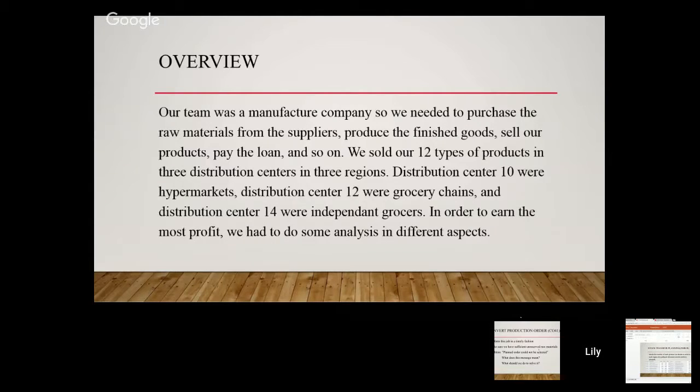Our team was a manufacturer company, so we needed to purchase the raw materials from the suppliers, produce the finished goods, sell our products, pay the loan, and so on. We sold our 12 types of products in 3 distribution centers in 3 regions. Distribution center 10 were hypermarkets. Distribution center 12 were grocery chains, and distribution center 14 were independent grocers. In order to earn the most profit, we had to do some analysis in different aspects.